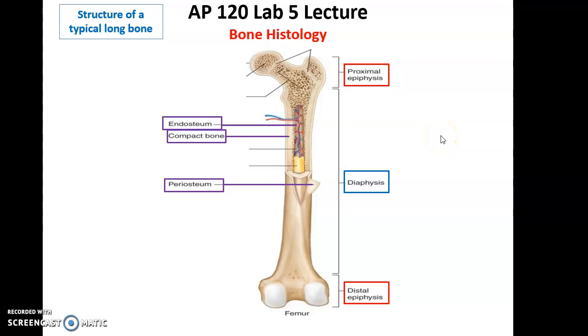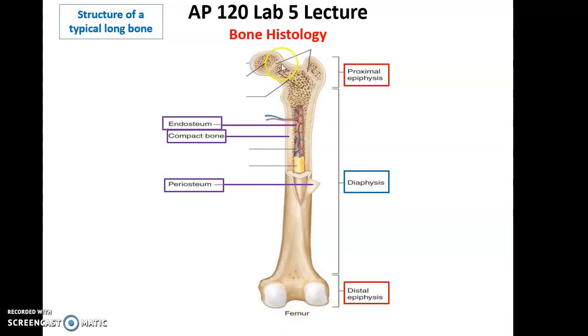All right, this is the lecture for Lab 5, covering bone histology and the axial skeleton. So here is a long bone. A long bone has been partially dissected. The long bone is broken up into a proximal epiphysis and a distal epiphysis.